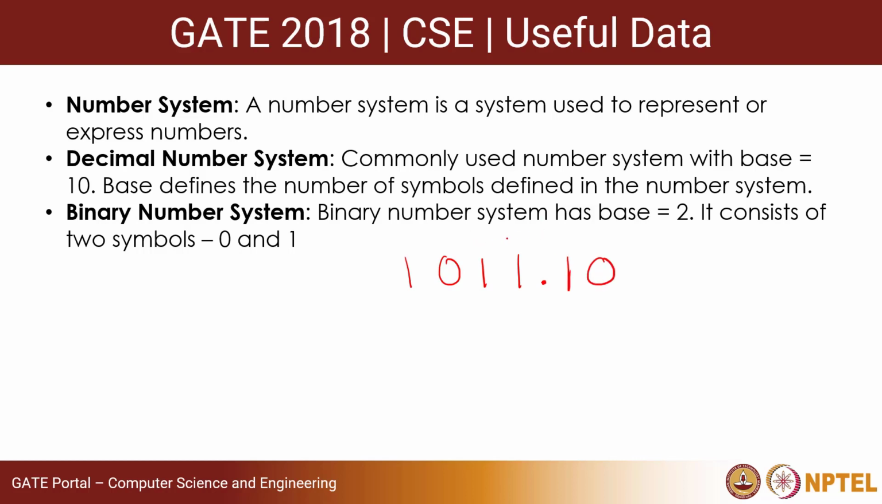Now, to convert this into decimal, let us just focus on the integer part for now. From right to left, from the LSB or the least significant bit to the MSB or the most significant bit, we give some weight. Let's call it 2 to the power 0, this is 2 to the power 1, this is 2 to the power 2, this is 2 to the power 3. So the bit pattern 1 denotes 1 into 2 to the power 3, plus 0 into 2 to the power 2. This is the weight for this binary number.